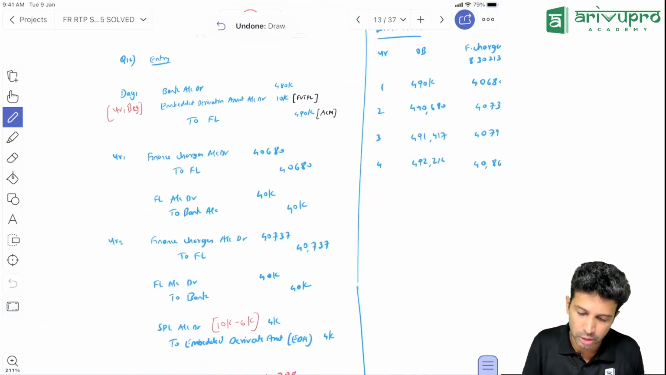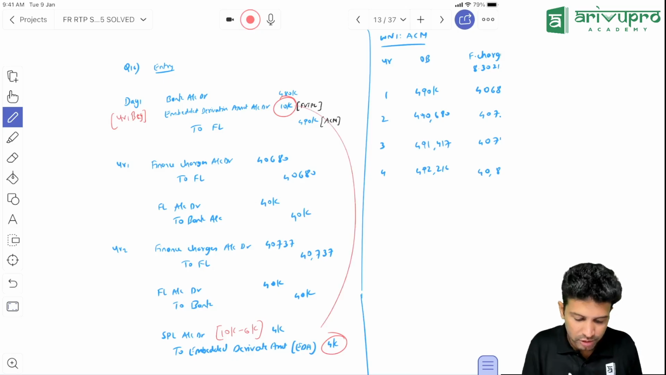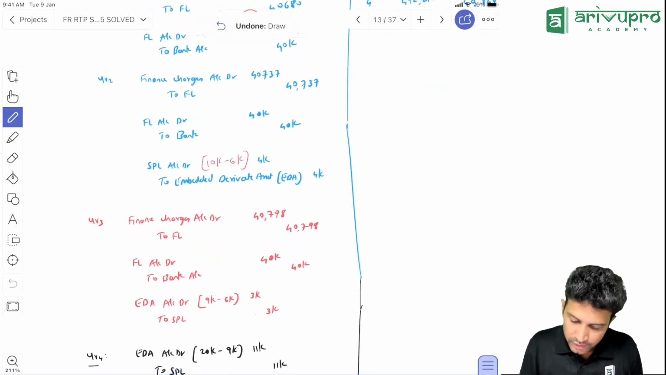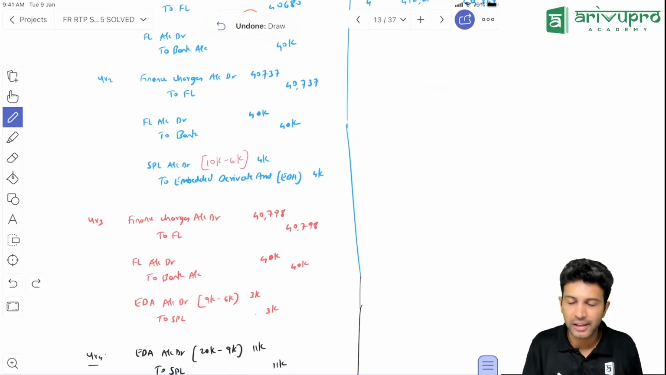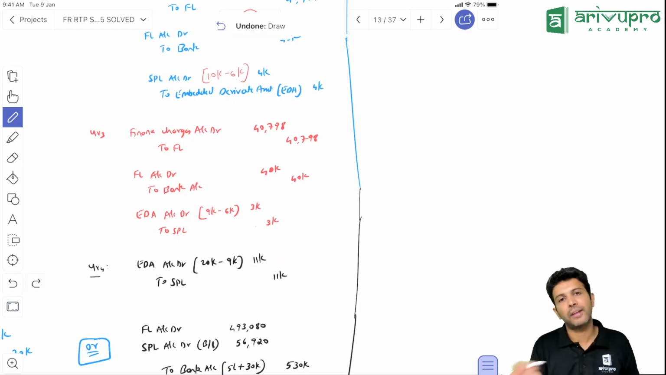If you want, you can cross check also. Here you debited by 10. Here you credited by 4. 10 minus 4 is 6, right? Okay. 6 plus you debited here by 3, so 6 plus 3 is 9. And here you debited by 11. 11 plus 9 is 20.